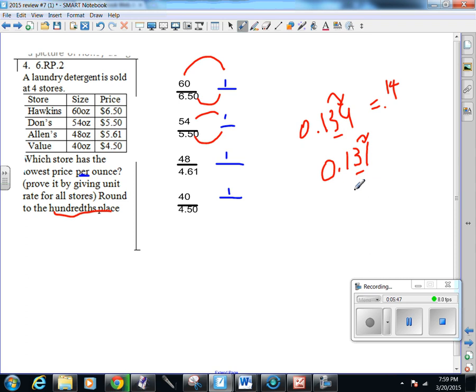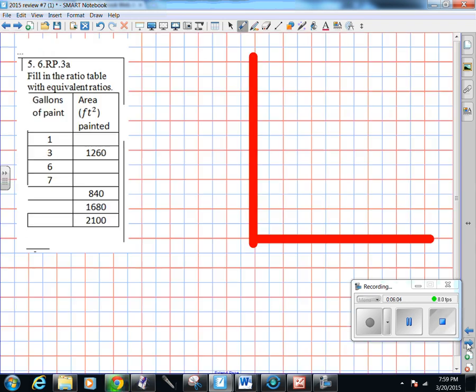And remember, the number next door has to be between 5 and 9 to bump that number up. So find the unit rate for all of these, and then you're going to choose the least one because you want to have the best buy. And remember, you're rounding your answers to the hundredths place. Question 5. And then this over here is question 6.